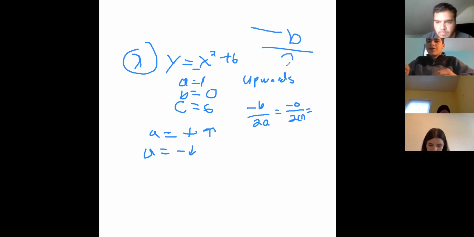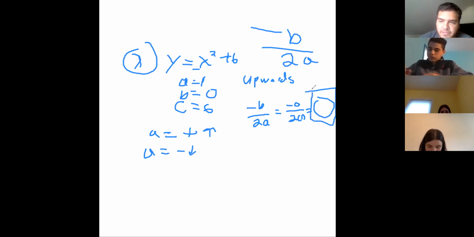That helps us find the x of the vertex, and the axis of symmetry is also the x of the vertex. So that equation is important. That's the main part of today's lesson, the negative b over 2a. So 0's on top, so it makes the whole thing 0. So your answer for number 7 is upwards and 0.